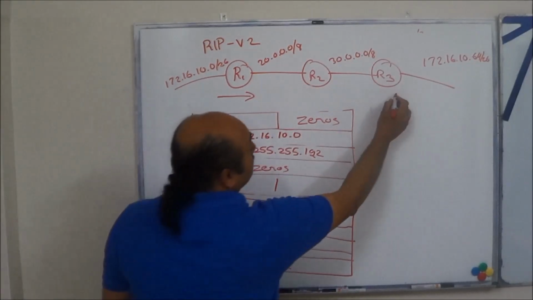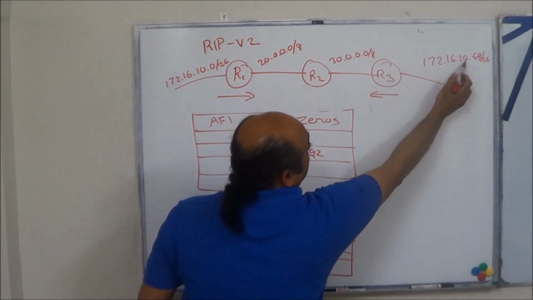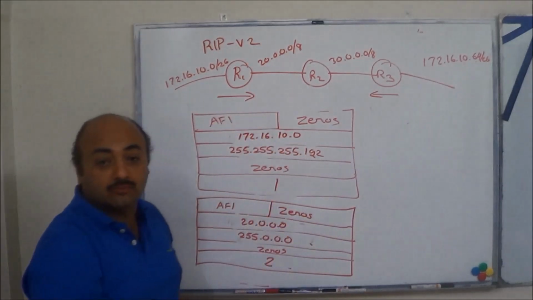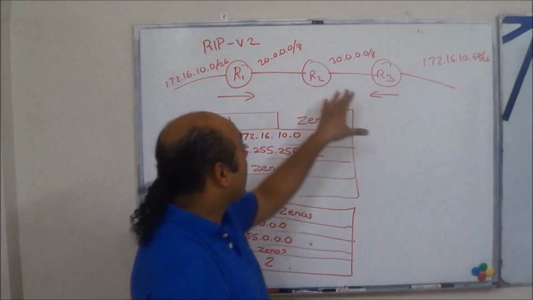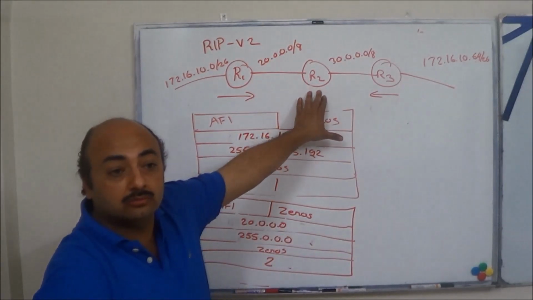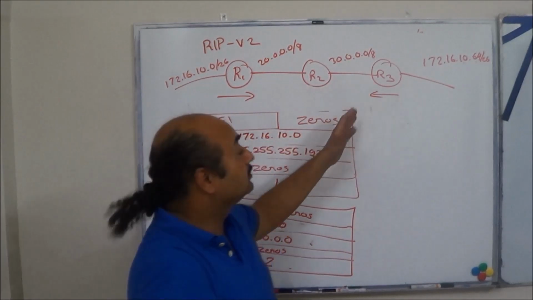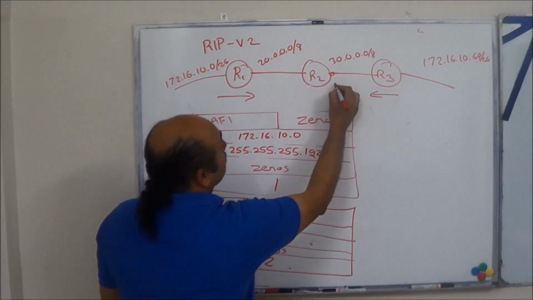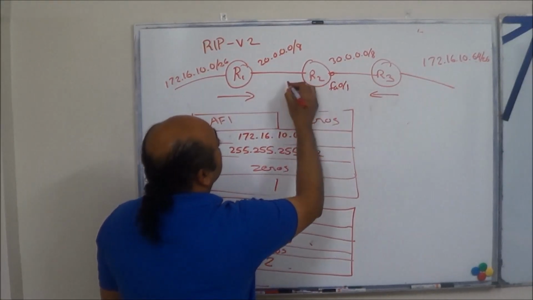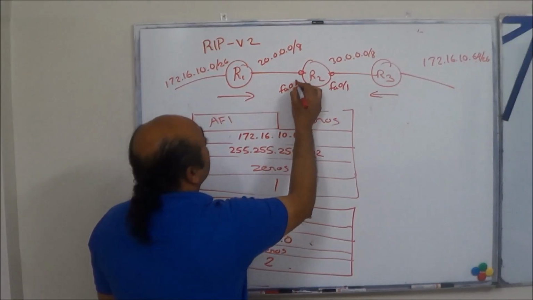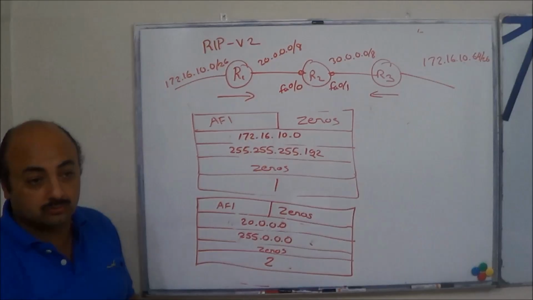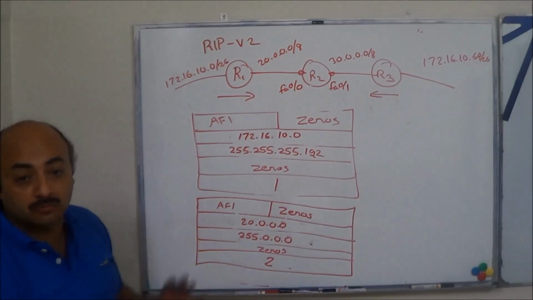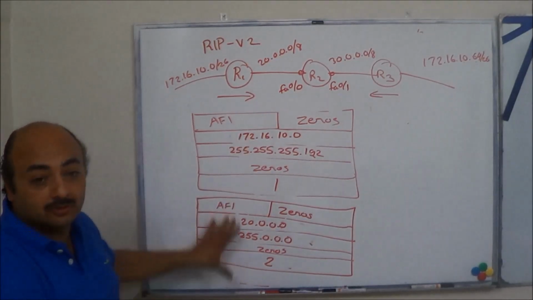And similarly, this will send what? It will send 172.16.10.64 along with 255.255.255.192. So R2 will again know that this is a subnet and exists towards this direction. This is FS0/0. So now is there a problem with discontinuous networks? No. So this problem is also solved with the help of subnet mask.